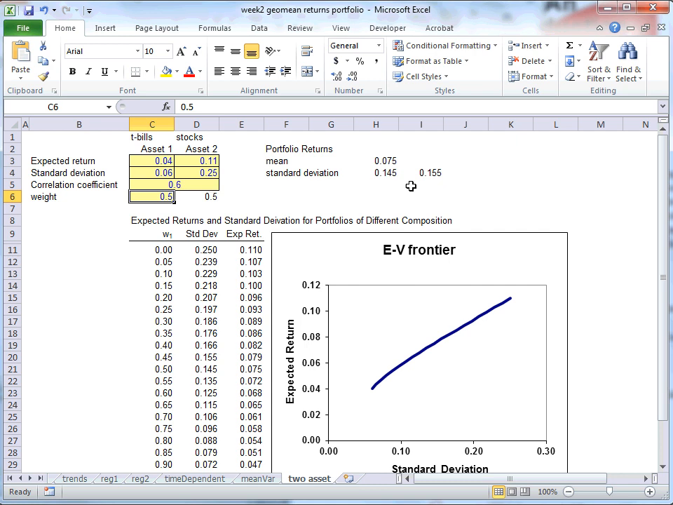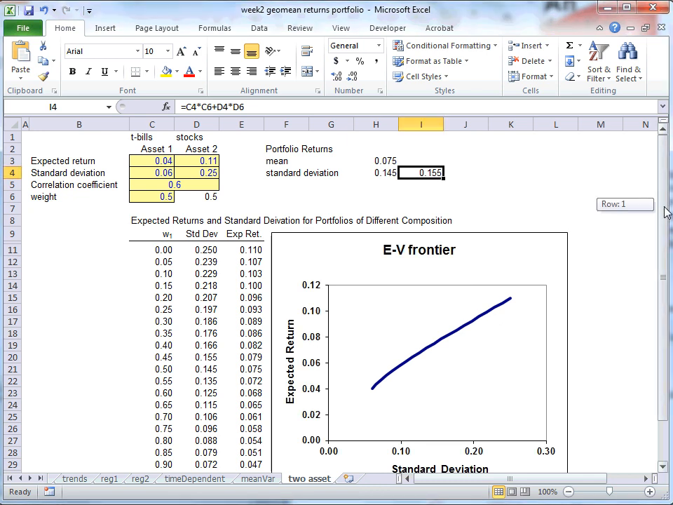I'm going to turn this back to 0.6. And again, as long as we have a correlation coefficient of less than 1 here, our standard deviation will go down. Let's put it at 0, and you'll see that that 0.145 will get less, 0.129. Let's put it back to 0.6. I'm going to erase this, which again, we're just taking the weights of those two. And our next slide will illustrate what's on this graph at the bottom.